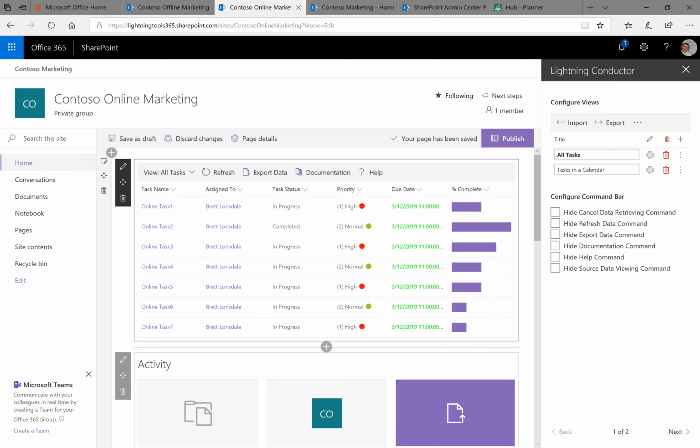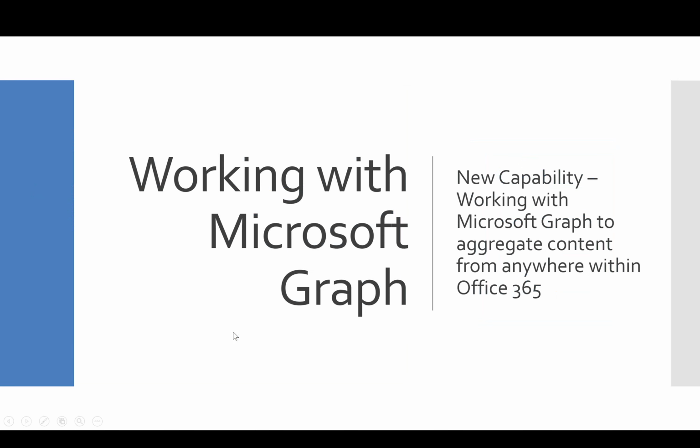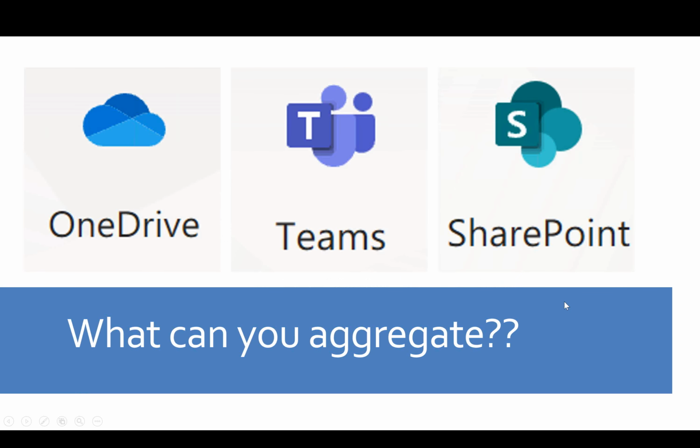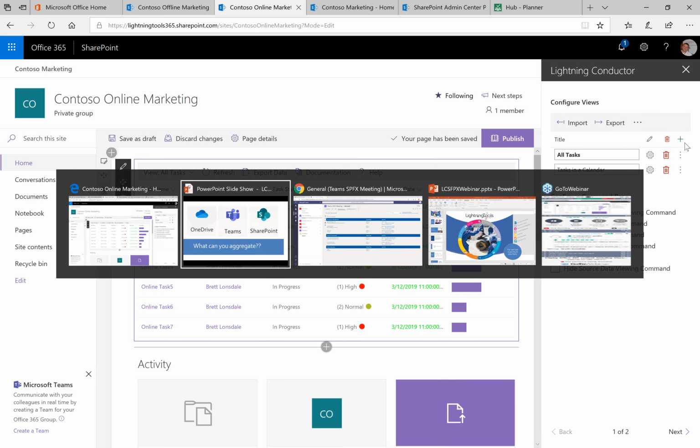So now let's concentrate on some of these new features. So that's adding the Lightning Conductor, configuring it, and so on. What we want to talk about now is the Microsoft Graph and how we can use that to aggregate content from not just SharePoint lists, but from outside of perhaps the SharePoint environment. So some examples are OneDrive. We can get information from OneDrive. We can get information from Teams. We can obviously get information from SharePoint. We can get information from Planner and so on. And yeah, lots of different places. I selected just these ones, but we're really unlimited as to where we can get that content from.